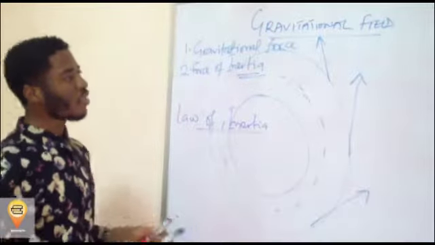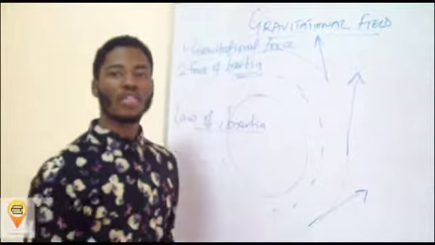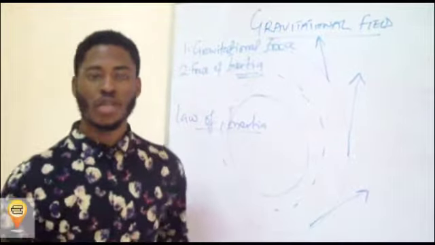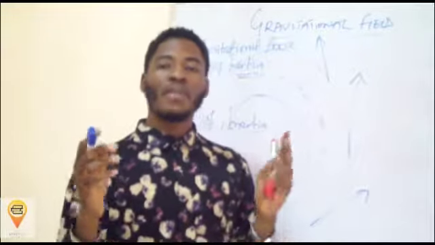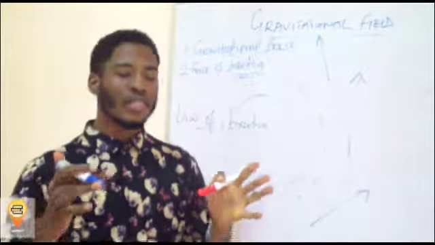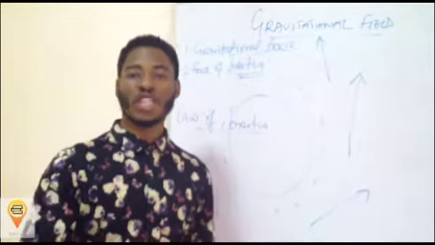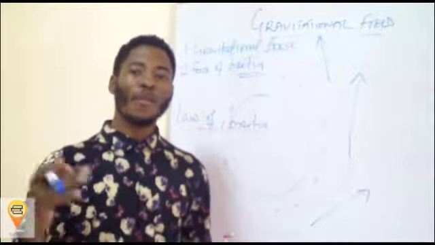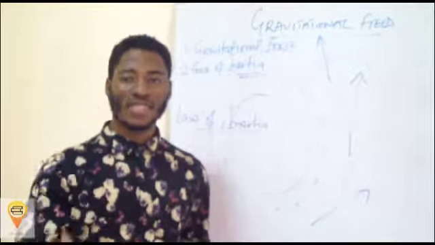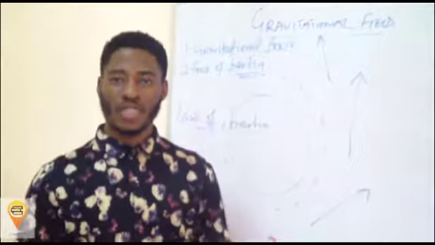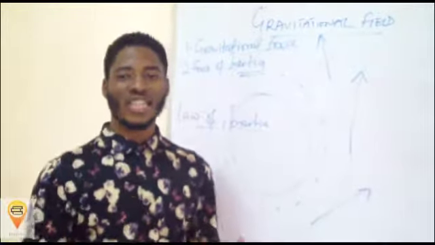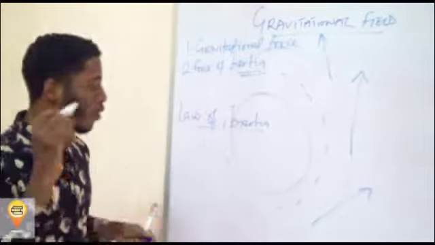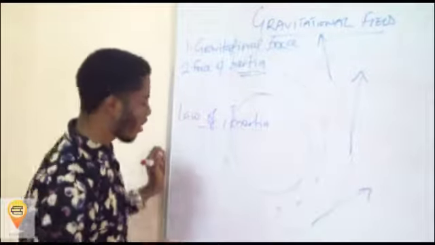Sir Isaac Newton proposed a law called the law of universal gravitation. Now the law states that the force of gravitation is directly proportional to the product of the masses of two objects and inversely proportional to the square of the distance between them. Now, mathematically, it is written like this.